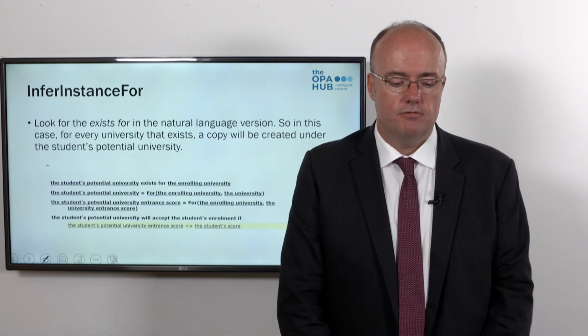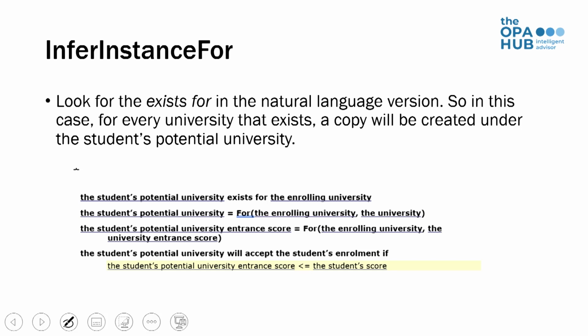So let's take a look at this. Notice the difference. Here in this natural language version, we have exists for. You may recognize from the previous example, it was just the word exists. So as soon as you see exists for, you know that this is a natural language expression of infer instance for. The student's potential university exists for the enrolling university. Basically, we're creating counterparts, copies. Then we're using the technique we saw before to go and get the name of the university. And then we are going to use the same technique to get the entrance score for each university.